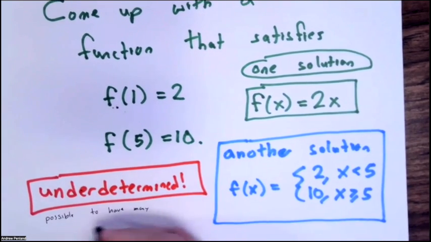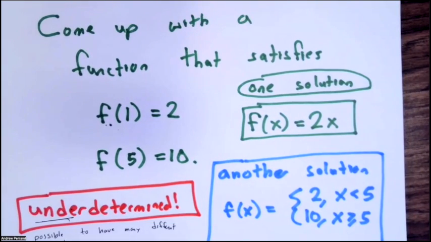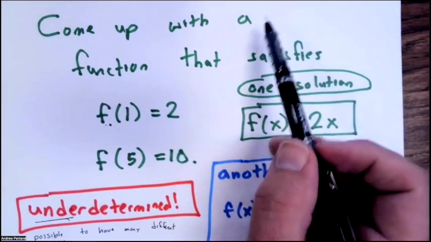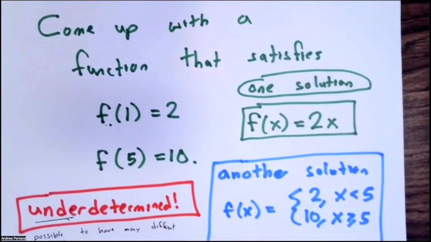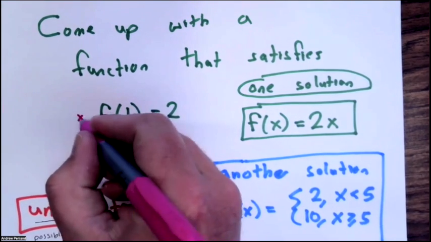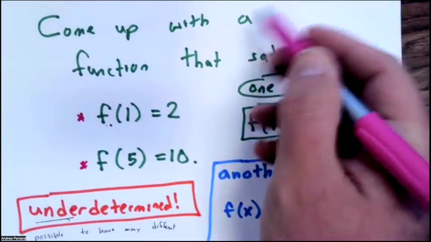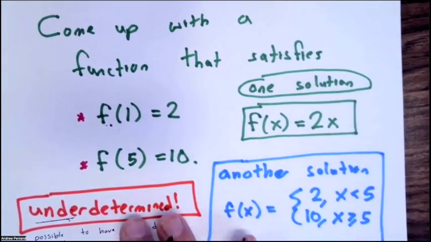Often, if you have an underdetermined problem, what additional information could you have that would make it so f of x equals 2x was the only solution? Yes, if you said come up with a linear function that satisfies this, or come up with a function where the rate of change is constant, then that would be a different problem. And for that problem, f of x equals 2x would be the only solution. So the information that we had here was two pieces of information. We did not have the information that the rate of change had to be constant.